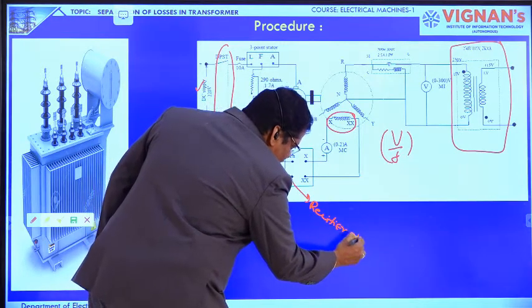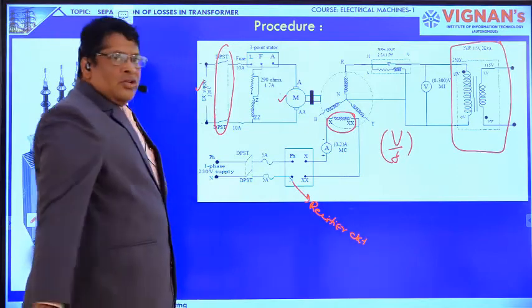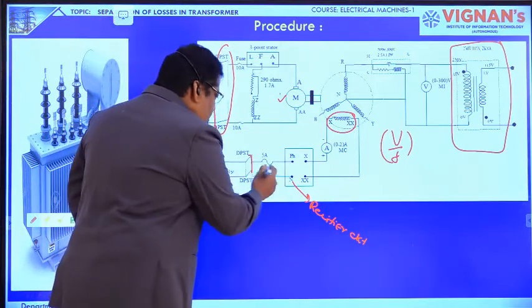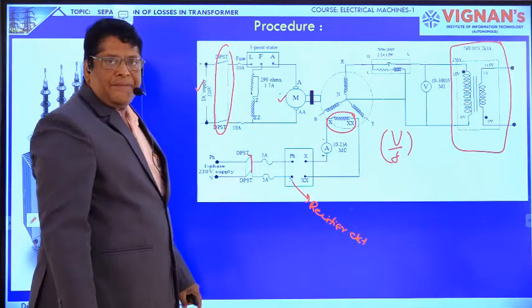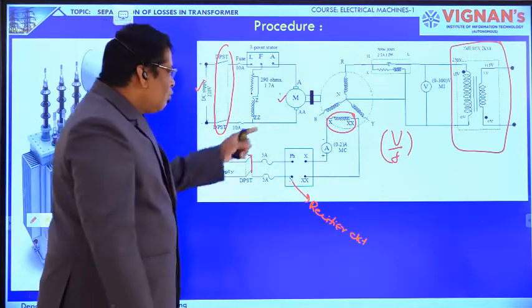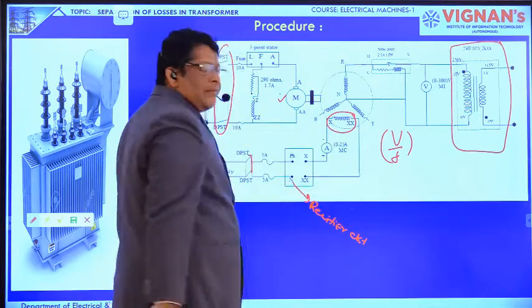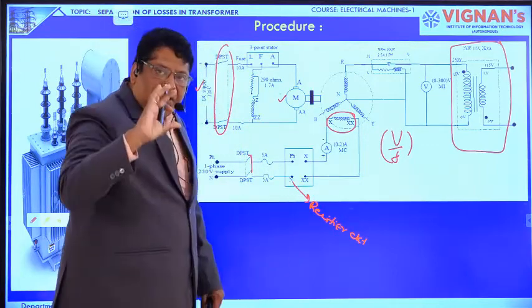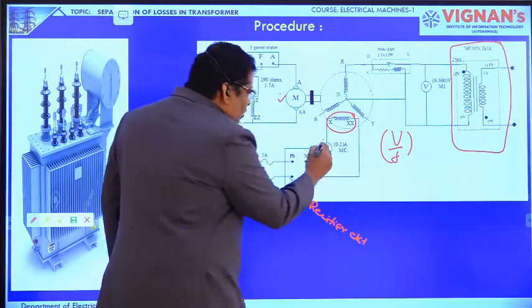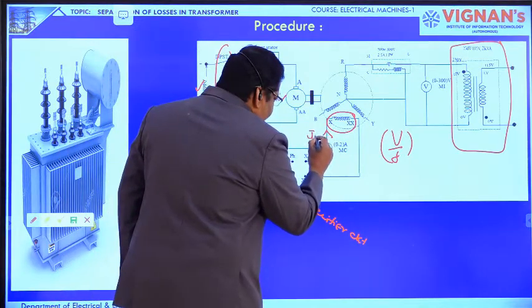Rectifier circuit. Whenever we close the switch, the supply is given to the rectifier circuit, which converts the AC supply to DC voltage. That voltage is given to the field winding. Here one knob is there. By changing the knob, we can control the field current IF.